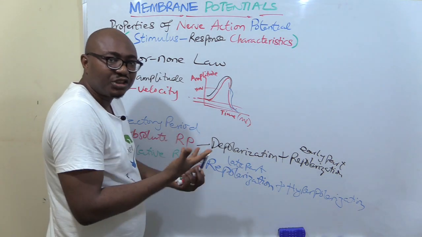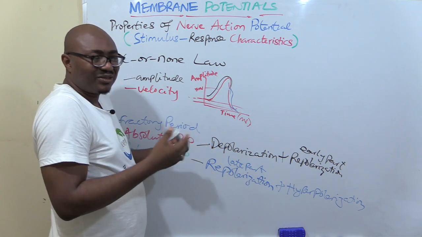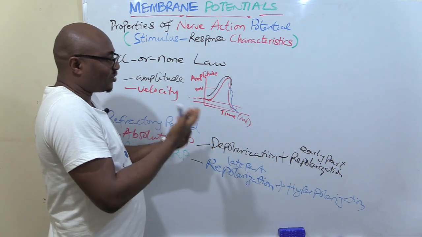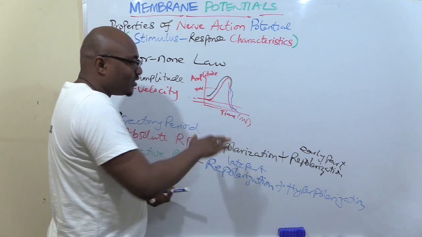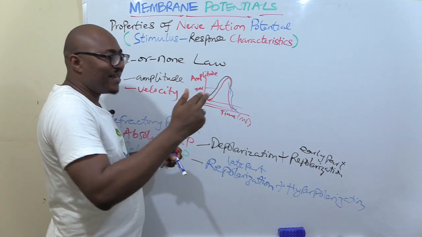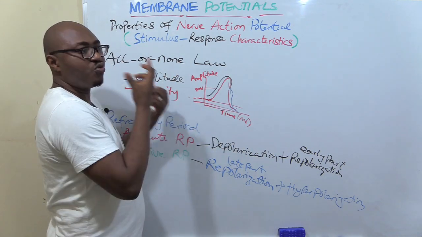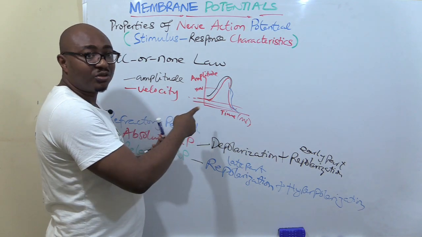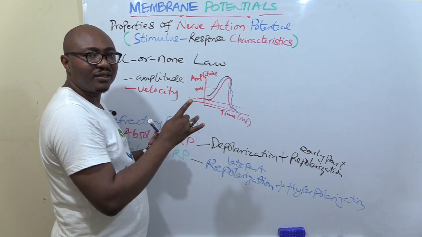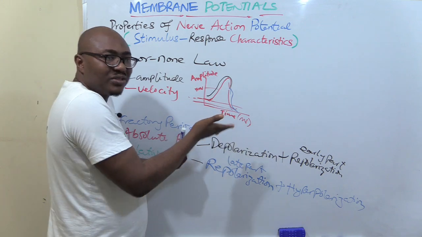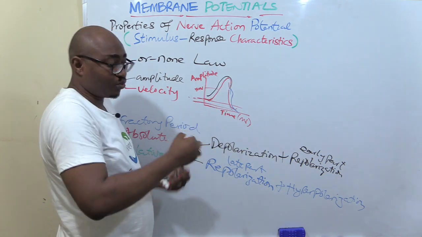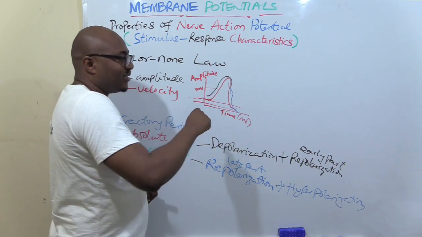It's due to potassium efflux. Potassium has not finished, because when potassium efflux happens to the end, it will now stop, and then that's when a new depolarization or stimulus can cause another action potential.